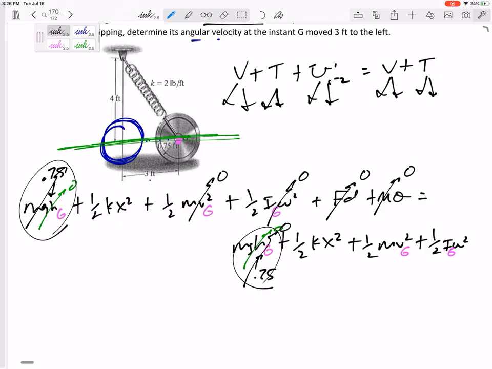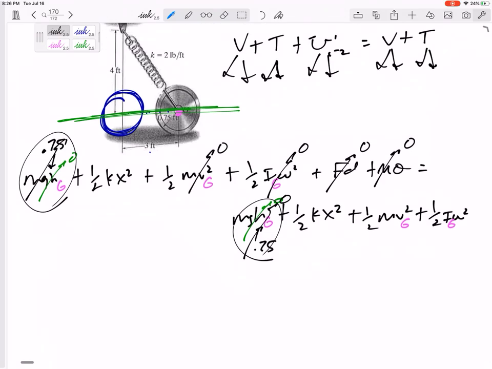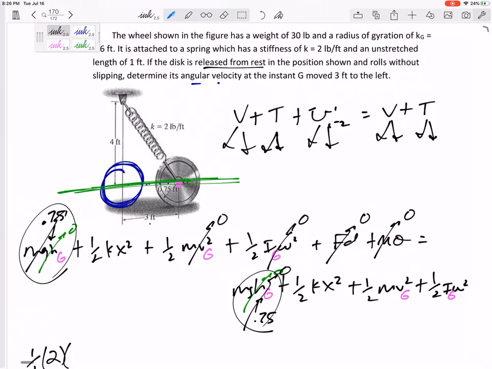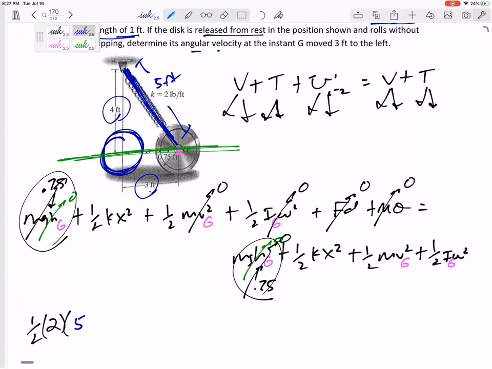All right, there is a spring. I think it is being stretched or compressed. All right, so 1/2 k, 2 pounds per foot, times x squared. x is the amount of stretch or compression. Its unstretched length is 1 foot. So if this spring had a length of 1 foot, then its x would be 0. It would not be stretched or compressed. Can you tell this starting length is 5 feet. Now I'm not going to put 5 down here. I'm going to put 4, right?